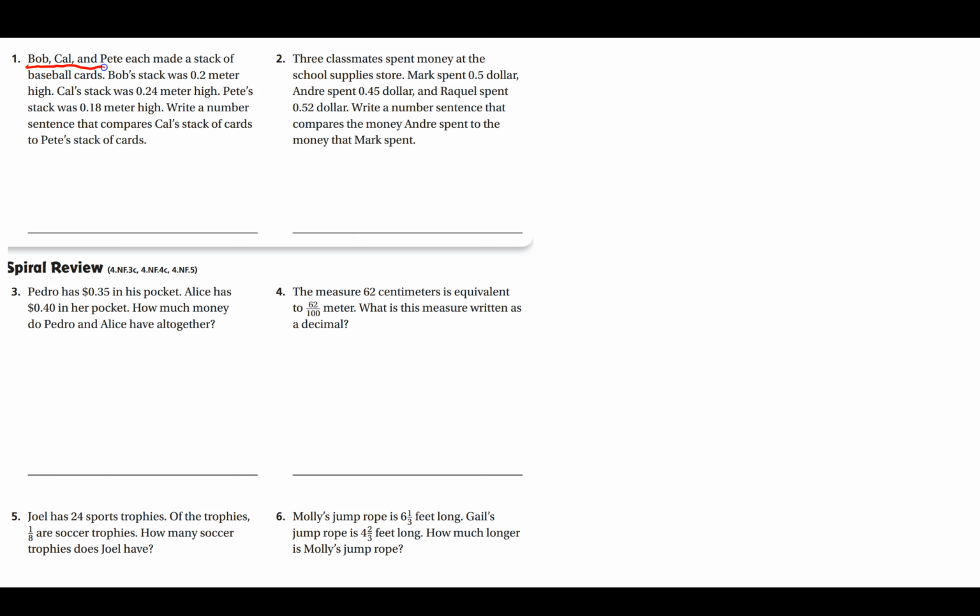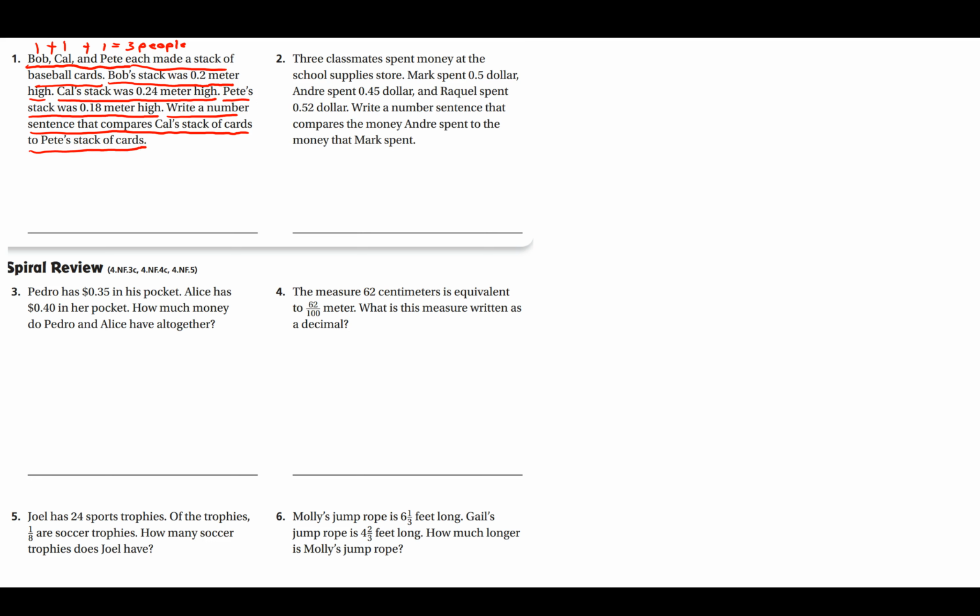So Bob, Cal, and Pete. That's 1, 2, 3 people. Each made a stack of baseball cards. Bob's stack was 2/10 of a meter high. Cal's stack was 24 hundredths of a meter high, Pete's stack was 18 hundredths of a meter high. Write a number sentence that compares Cal's stack of cards to Pete's stack of cards.